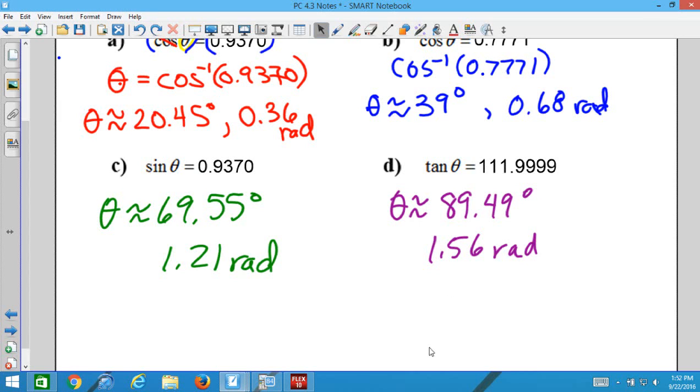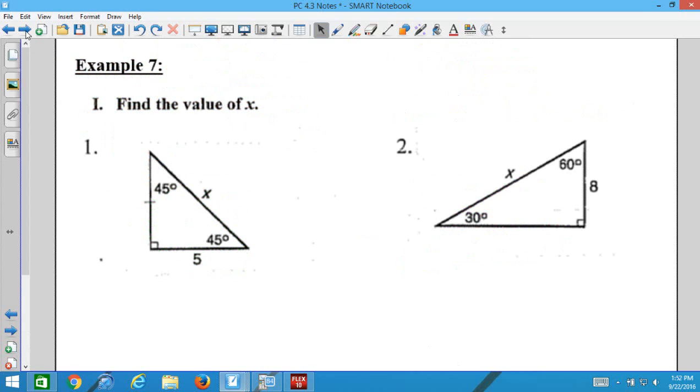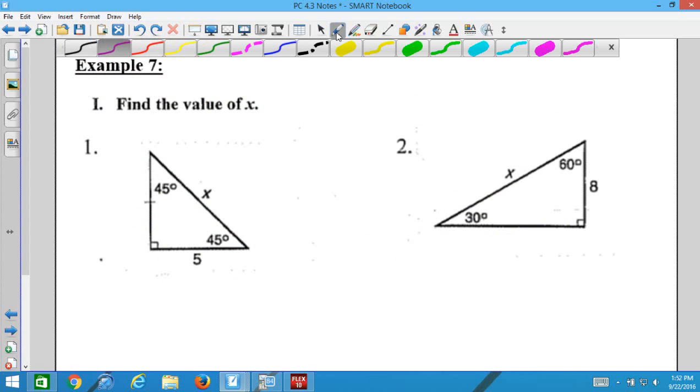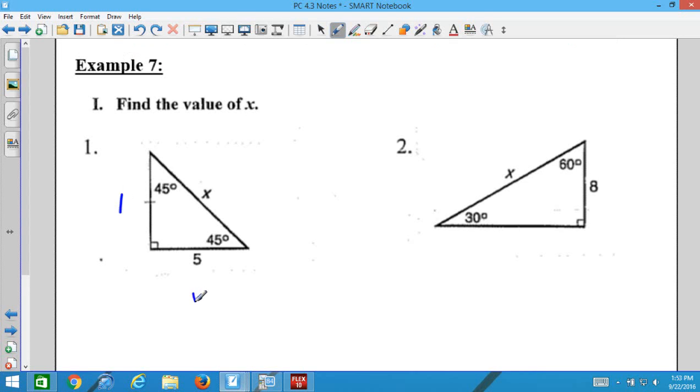Okay, so the last section is we're going to find the value of x, and all of these are special right triangles. So if you know your formulas, you can use that to solve for the x value. 45, 45, 90. We know our reduced ratios would be like 1, 1, and square root 2. And to get from the side length to the hypotenuse, what do you do to this value to make it into the hypotenuse? How do I get from 1 to square root 2?